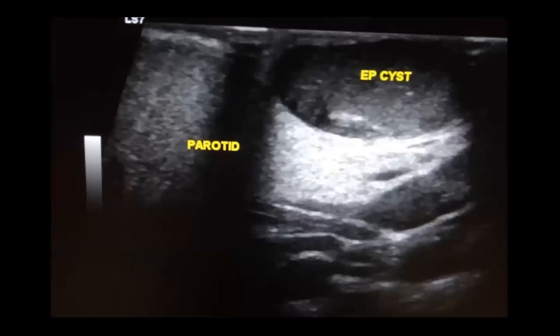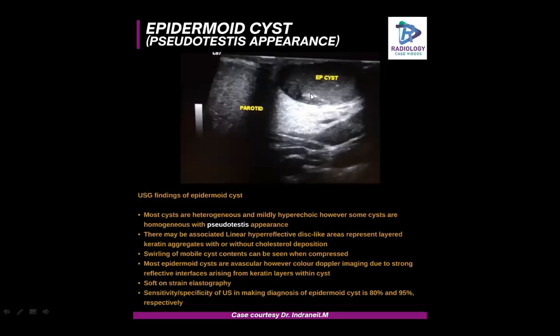This is another interesting case. A young male presented with neck swelling. The clinical diagnosis was a parotid swelling, but actually there was an ovoid soft tissue lesion overlying the parotid gland in the subcutaneous plane, and you can see it has a testis-like echotexture. This is a case of epidermoid cyst with pseudo-testis appearance.